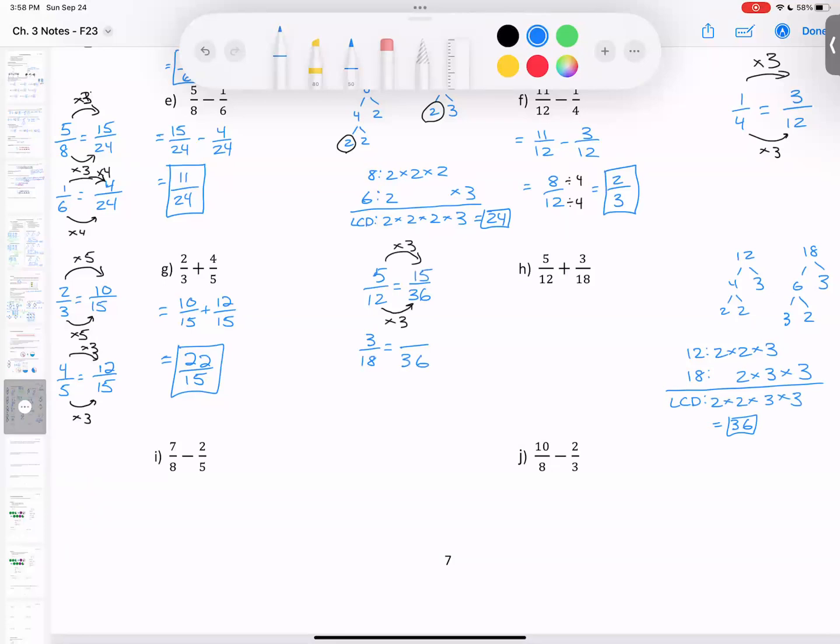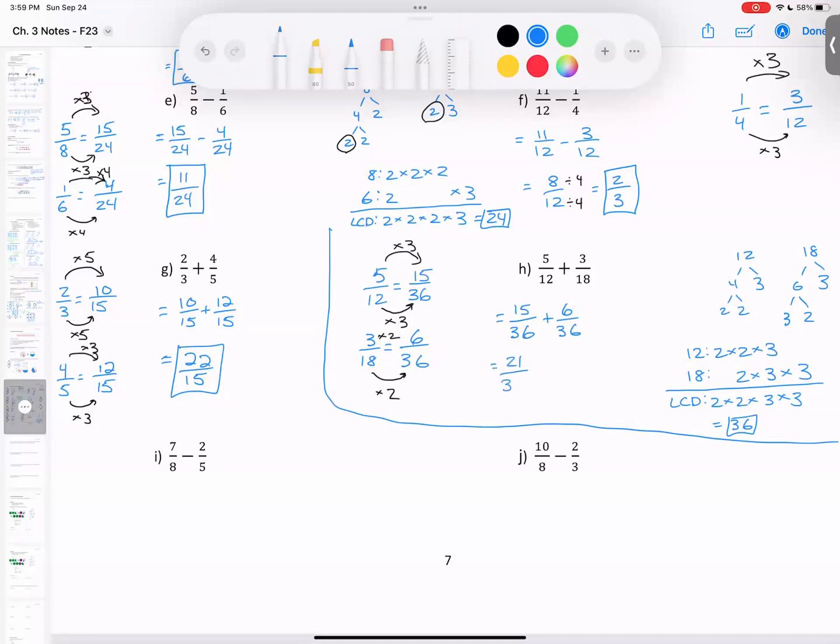On the bottom, what did we have to multiply 18 by to get to 36? We had to multiply by 2. So we're also going to multiply by 2 on top, which is going to give us 6. So this, here, I'll just kind of divide this out. So this fraction then, 5 over 12, we said that is the same thing as 15 over 36. And then we're going to add 6 over 36, which gives us what?